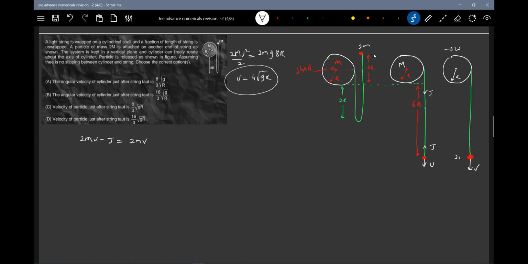I'll make changes. I forget again and again. Then that impulse also will act for a while on this particular cylindrical shell. So it will set up an angular impulse J into r. The cylindrical shell, so shell it is. So m r square into omega. Any relation between omega and v? From the constraint equation, Vp1 should be equal to r omega, and Vp1 should be equal to v. Any reason? Because the string is inextensible.